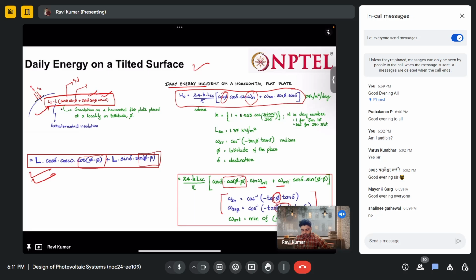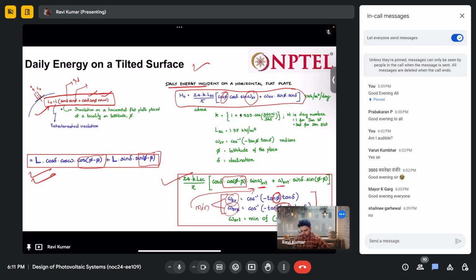So in this formula, first we will calculate this omega. We will see which is the minimum, and this minimum we will replace in this formula or in this equation, and then we will get energy. So this is all about the formula which we are going to use in solving the numericals.